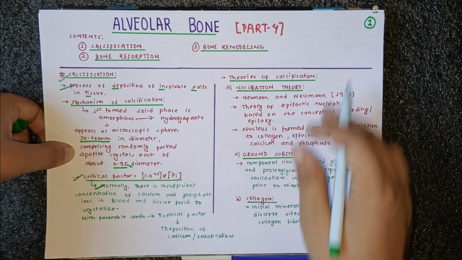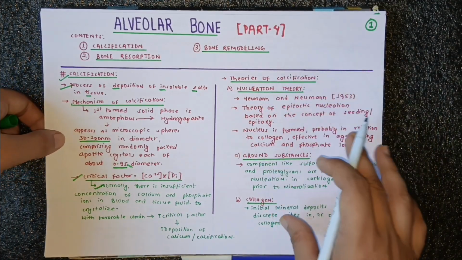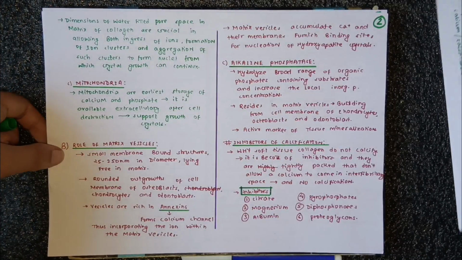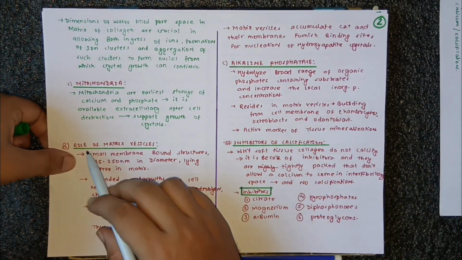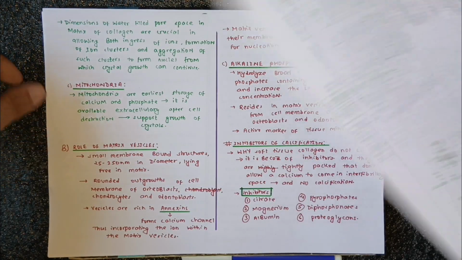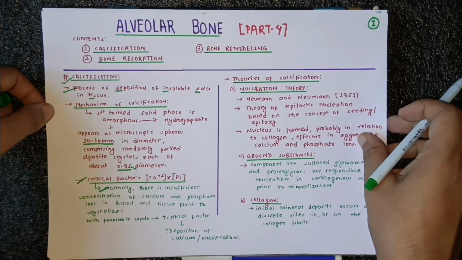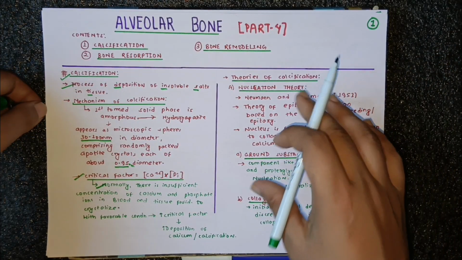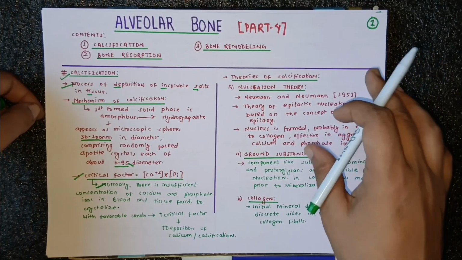Now we have different theories of calcification. The first theory is the nucleation theory, another is the matrix vesicle theory, the role of matrix vesicles, and another is the alkaline phosphatase theory. So we have three different theories. I have taken those notes from Orban's, so I am following Orban's here.